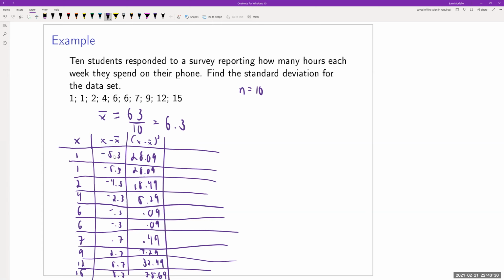Next, we'll need to add all of these values up. So we'll add all of these values together: 28.09, plus 28.09, plus 18.49, plus 5.29, plus 0.09, plus 0.09, plus 0.49, plus 7.29, plus 32.49, plus 75.69. Gives us 196.1.